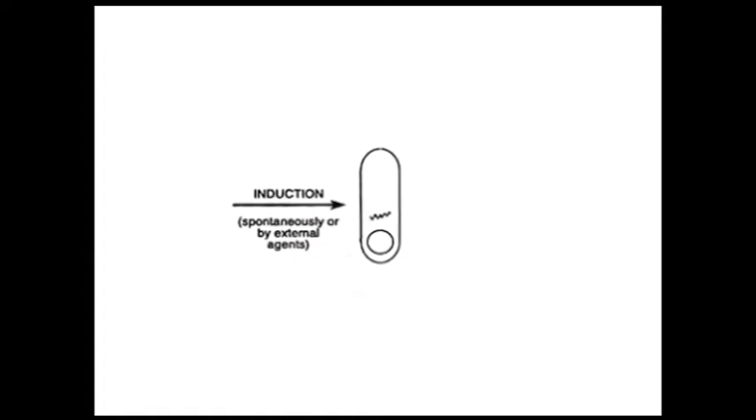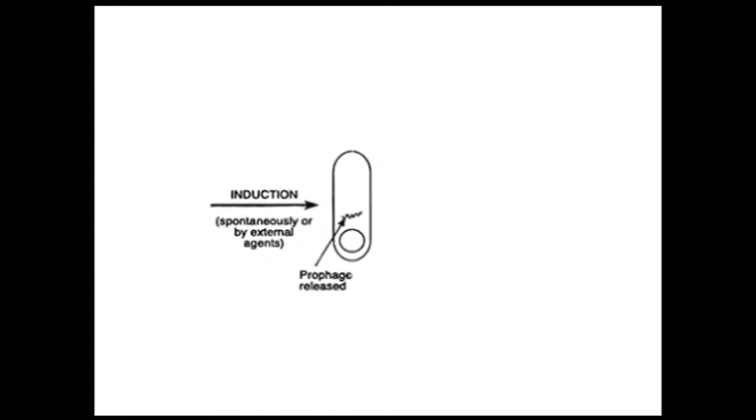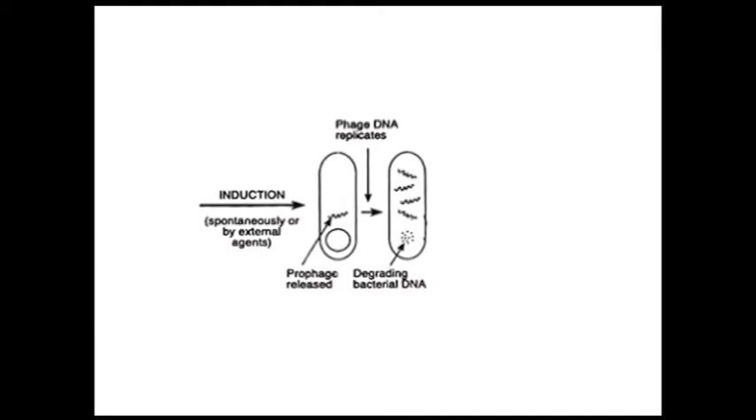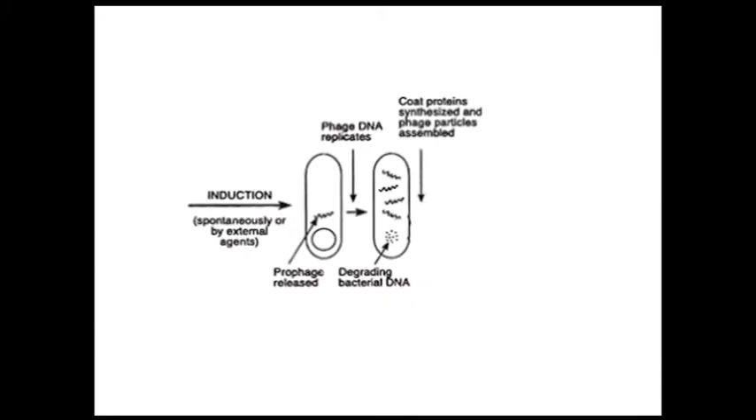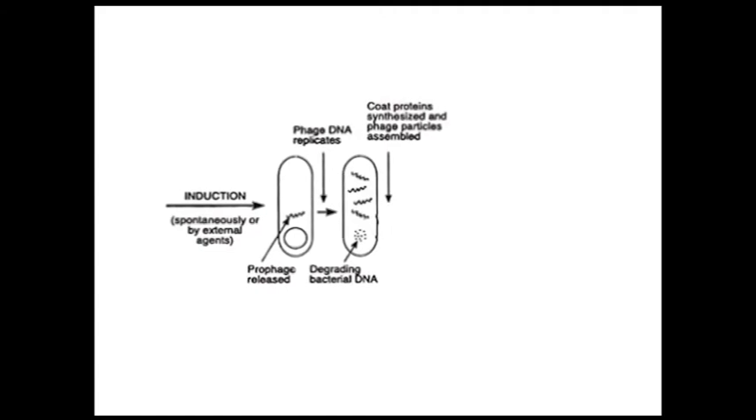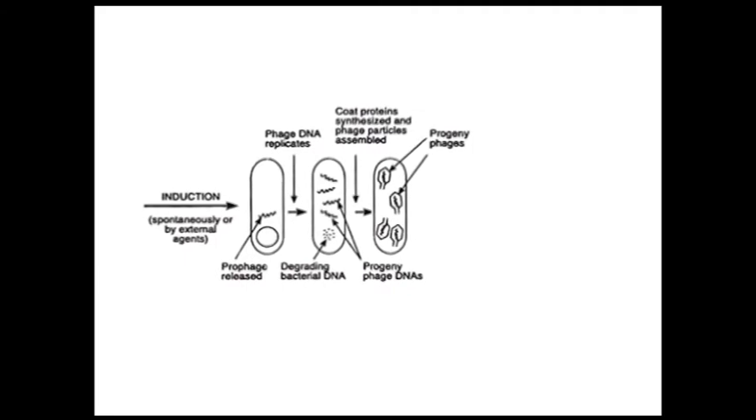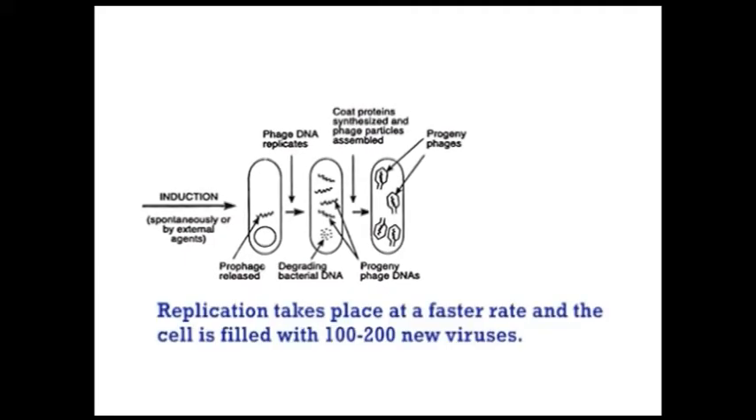In the case of the lytic cycle, once the viral DNA enters the cell, it transcribes itself into the host cell's messenger RNAs and uses them to direct the ribosomes. Further, the host cell's DNA is destroyed and the virus takes over the cell's metabolic activities. Then the virus begins using this cell metabolism for its own multiplication, and it starts producing progeny phages. Replication takes place at a faster rate, and the cell is filled with 100 to 200 new viruses.